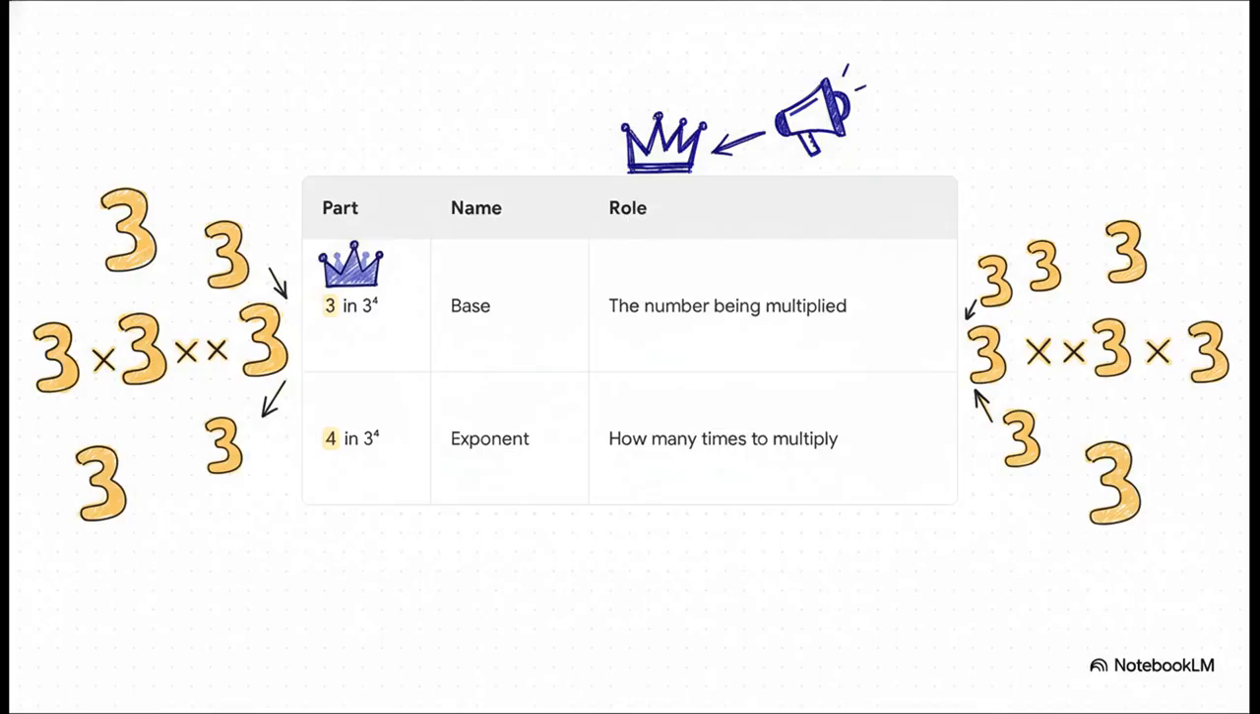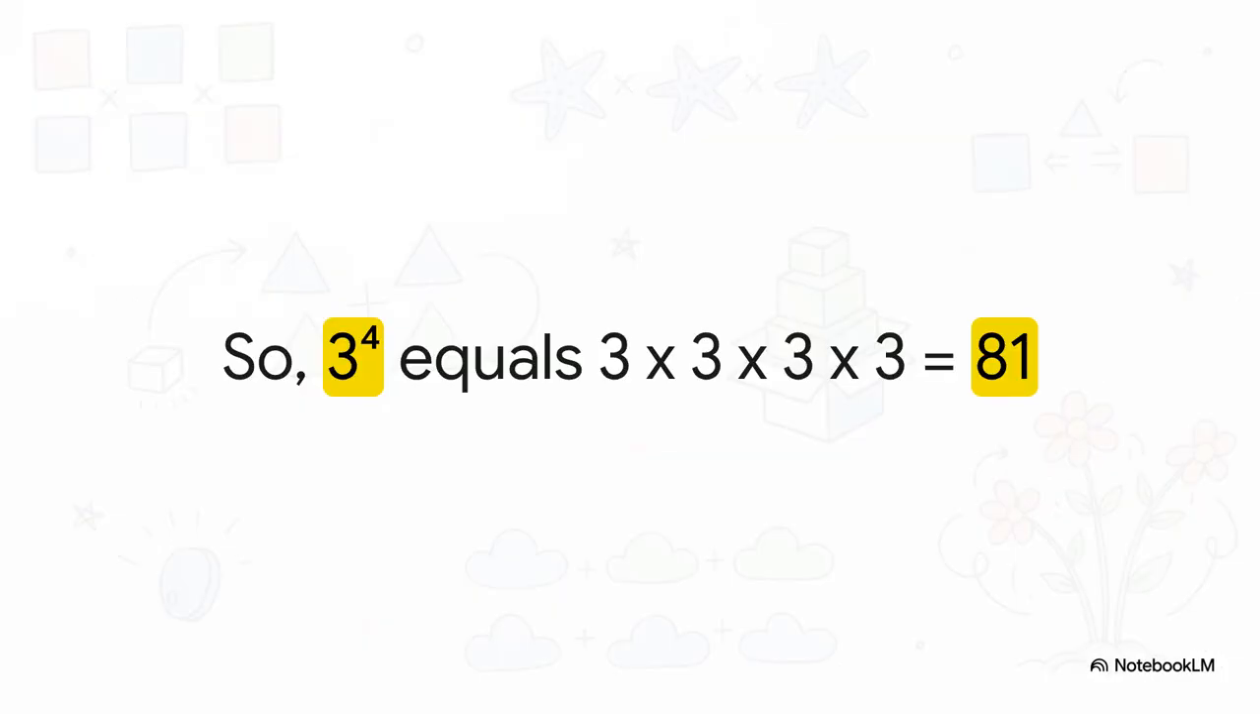This slide lays out the two key parts perfectly. In the expression 3 to the fourth power, that big number, the 3, is our base. That's the number getting multiplied. And the small number up top, the 4, that's the exponent. You can kind of think of it as the boss, telling the base how many times it needs to show up for the multiplication party. And here's where it all comes together. 3 to the fourth power just means we multiply 3 by itself 4 times. So let's do it. 3 times 3 is 9, times 3 is 27, and times 3 one more time is 81. Simple as that. Now that we've got the basics, let's check out a few special cases.